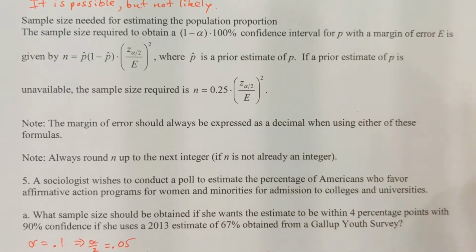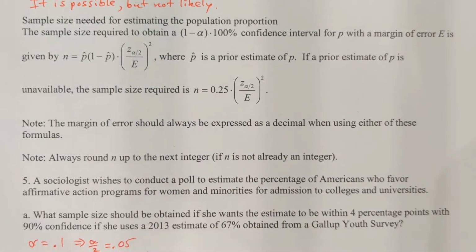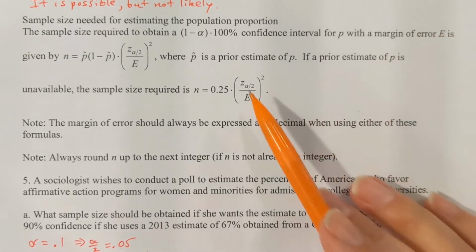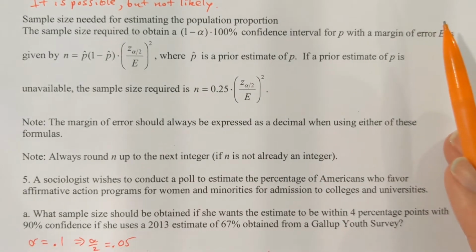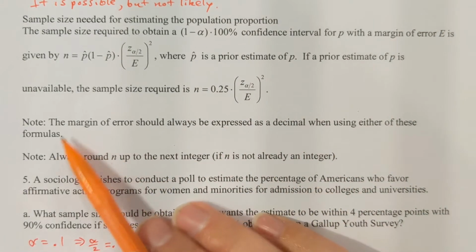Okay, prior estimate simply means that if somebody has already done the same problem before you, you can use their information in this formula here. Otherwise, if you're doing it for the first time, or if you choose not to use their information, here would be the alternate formula. Okay, now there's a note below that, two notes actually.